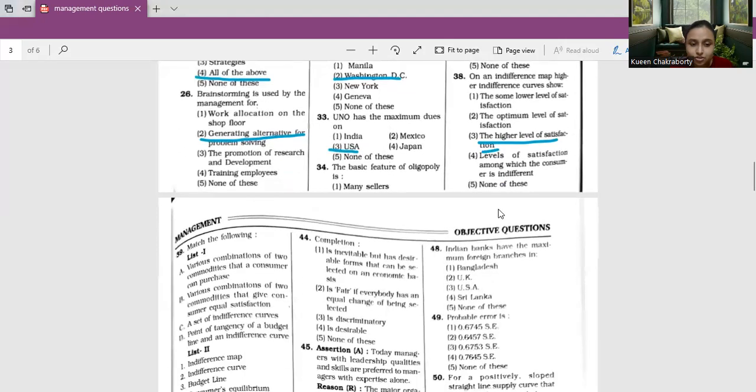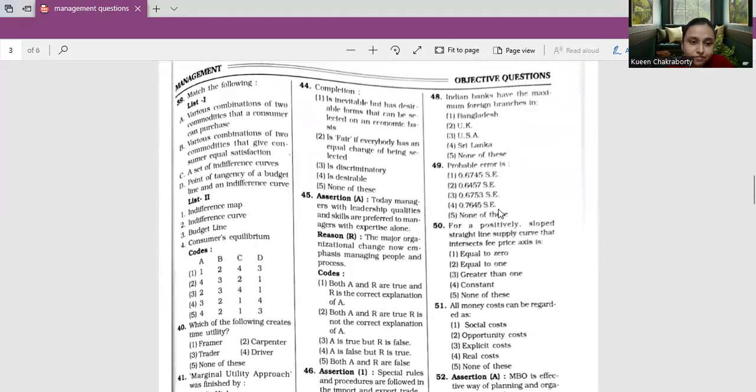Next, moving on to question number 39. We have matching here. Match the following. A, various combinations of two commodities that a consumer can purchase. B, various combinations of two commodities that can give the consumer equal satisfaction. C, a set of indifference curves. D, point of tangency of a budget line and an indifference curve. List 2 is: indifference map, indifference curve, budget line, consumer's equilibrium.